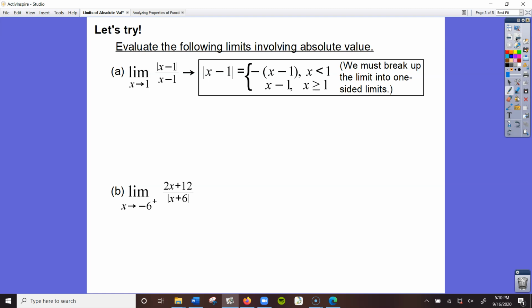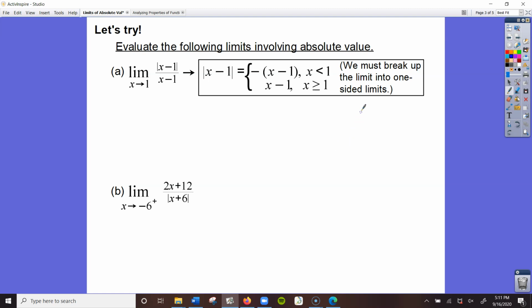Let's look at some additional examples, and this is when it really becomes important for us to write out our piecewise functions for the absolute value portion of our function that we're trying to find the limit for. For this first one, I went ahead and wrote the piecewise function for you. The absolute value of x minus 1 is negative x minus 1 for when x is less than 1, and positive x minus 1 when x is greater than or equal to 1.